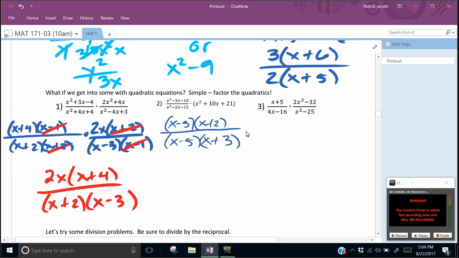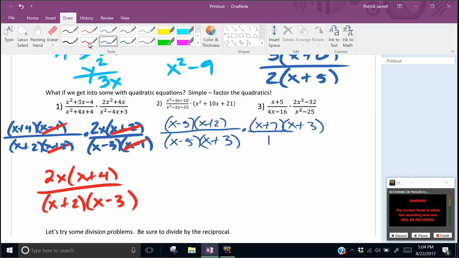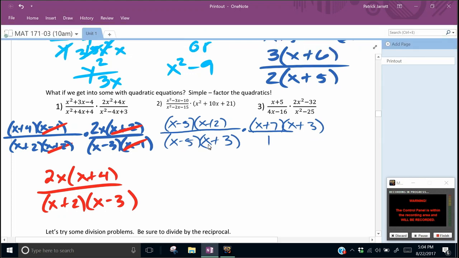Now, for the second part, x squared plus 10x plus 21, notice that there's no denominator. Just put a 1 underneath it. Now, we could do x plus 7 times x plus 3. Now, we can do the cancellations. I see an x plus 3 can go, and x minus 5 can go, leaving us with x plus 2 times x plus 7, or x squared plus 9x plus 14 for the final answer.